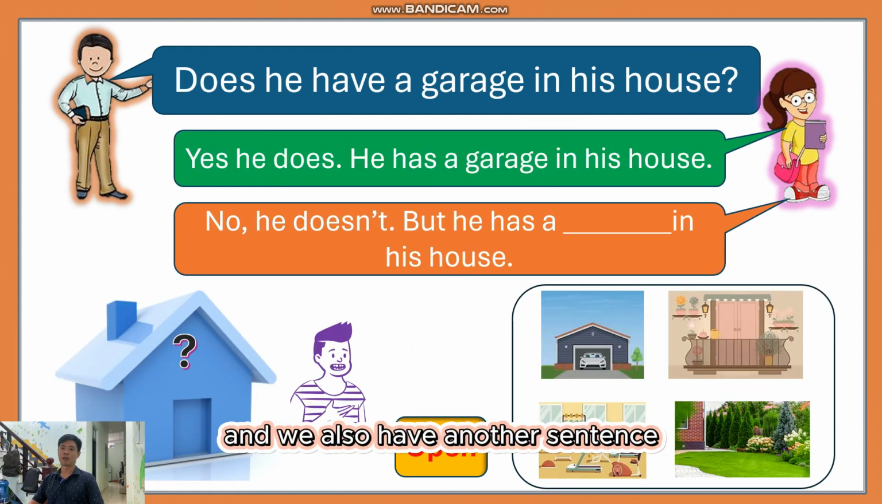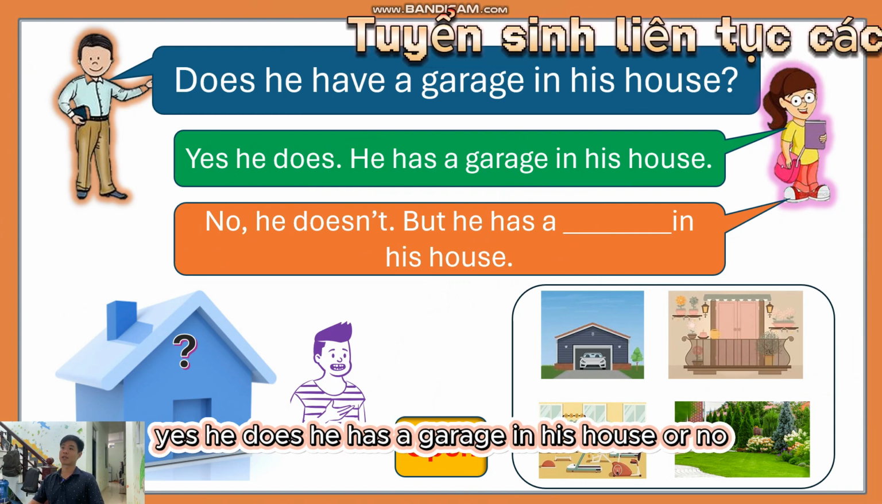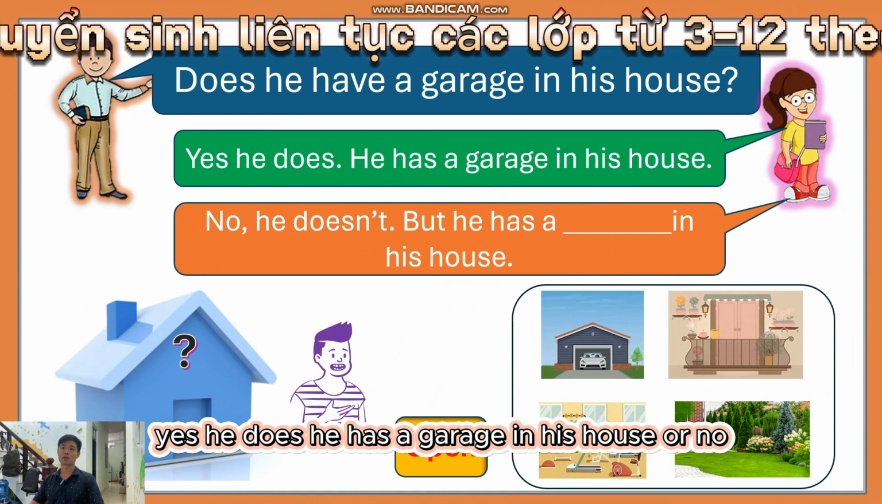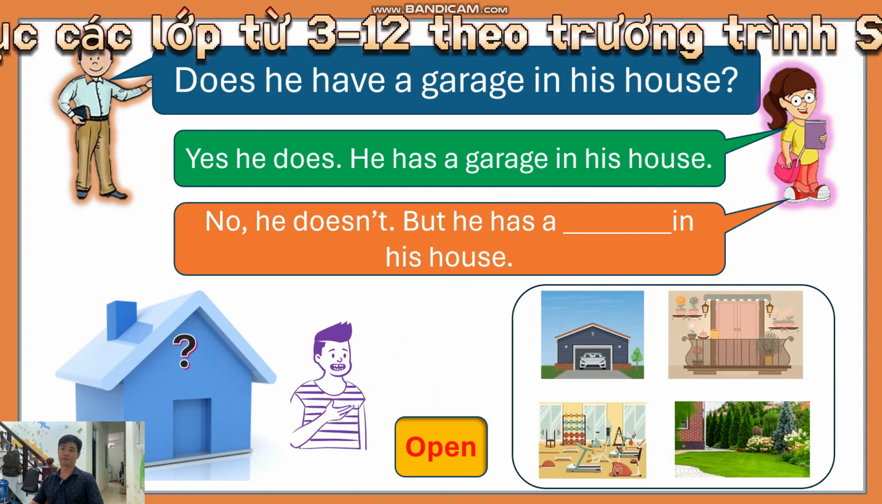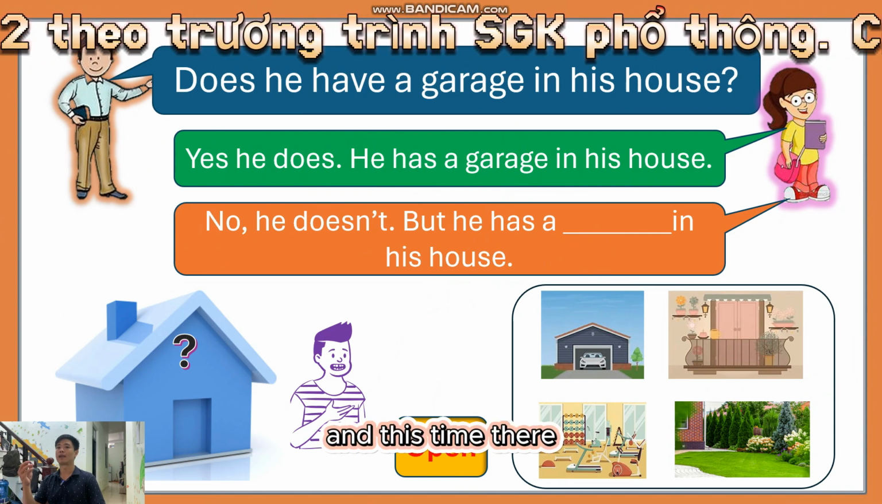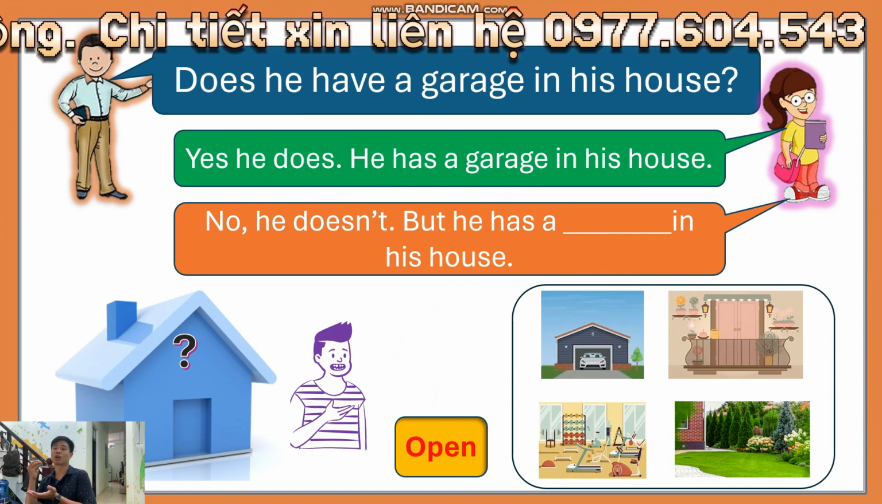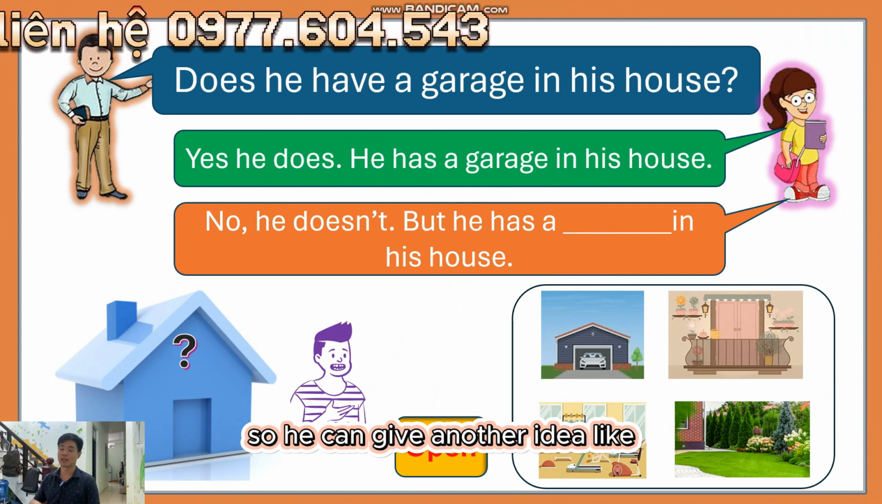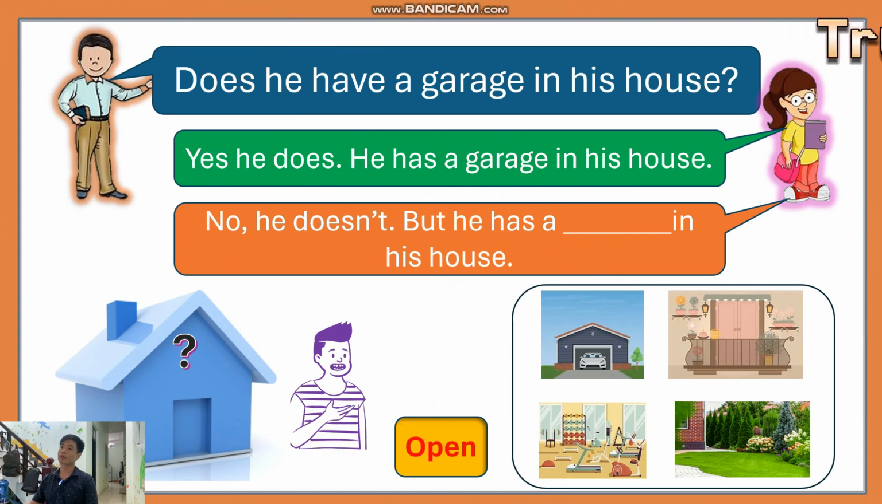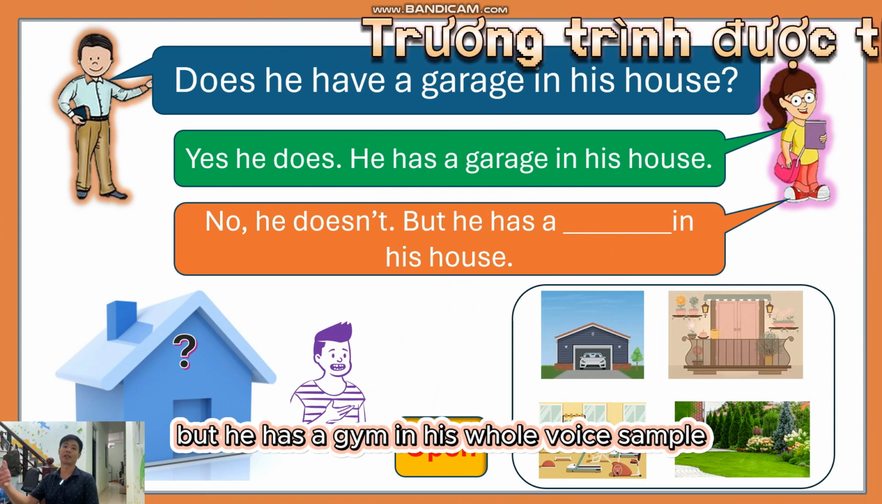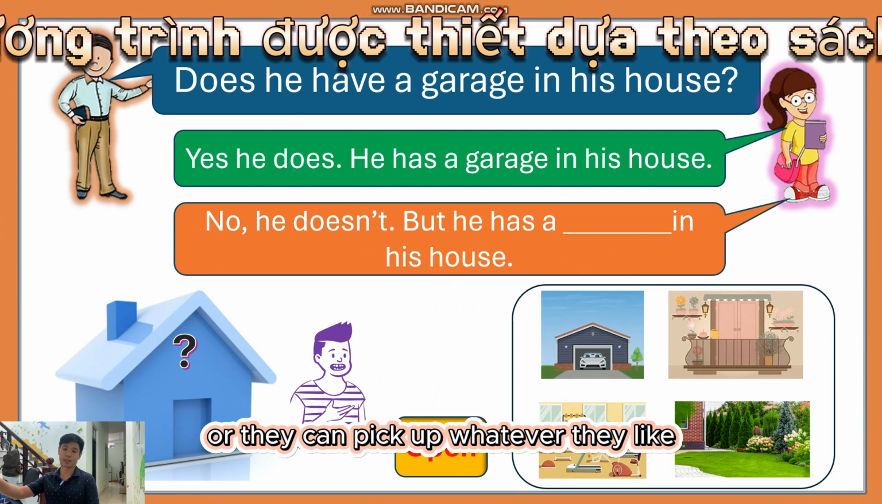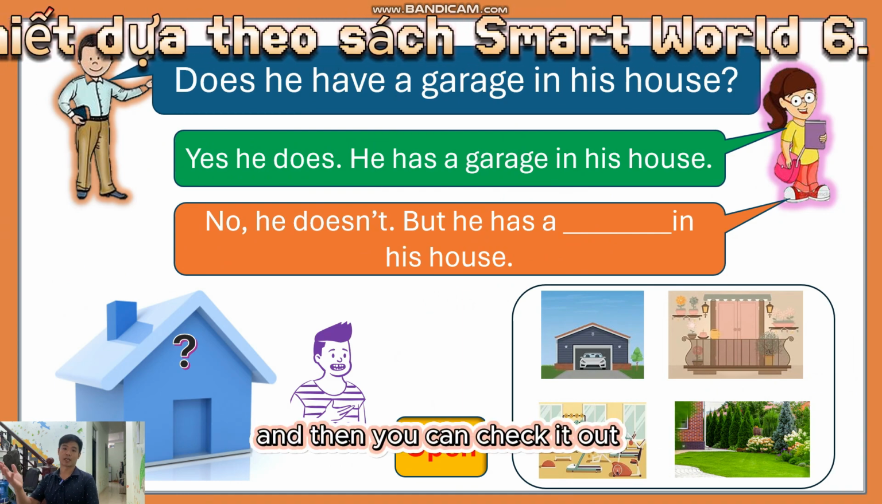And we also have another sentence. Does he have a garage in his house? This time they have two choices. Yes, he does. He has a garage in his house. Or no, he doesn't. But he has a, and this time the student will pick one of four as they think. He doesn't have a garage, so he can give another idea, like, but he has a gym in his house, for example, or they can pick whatever they like. Okay, and then you can check it out.